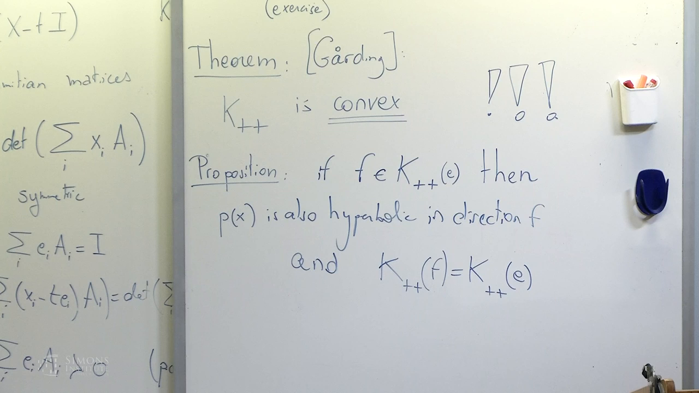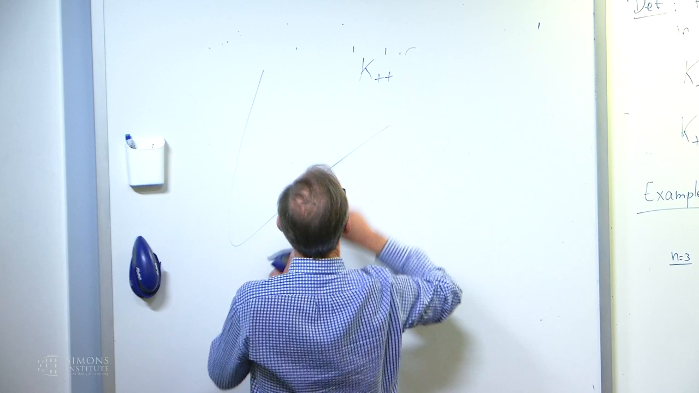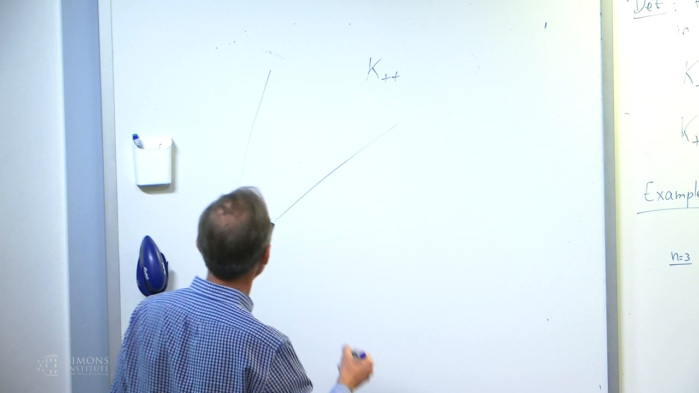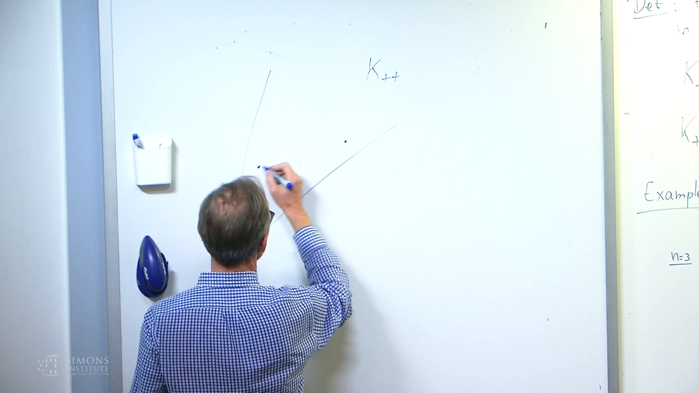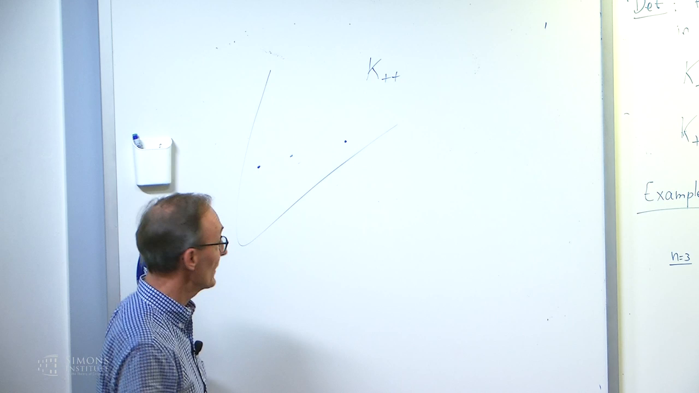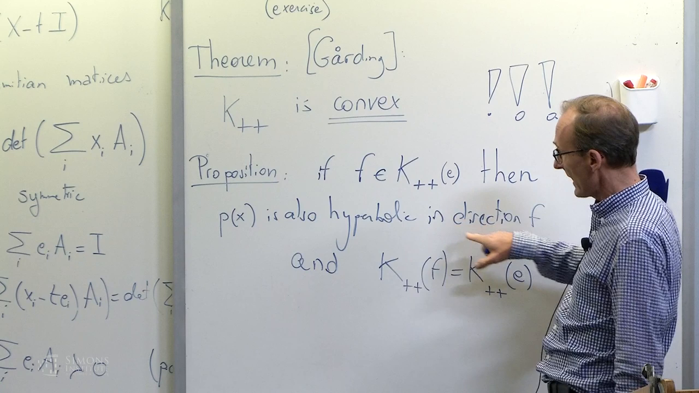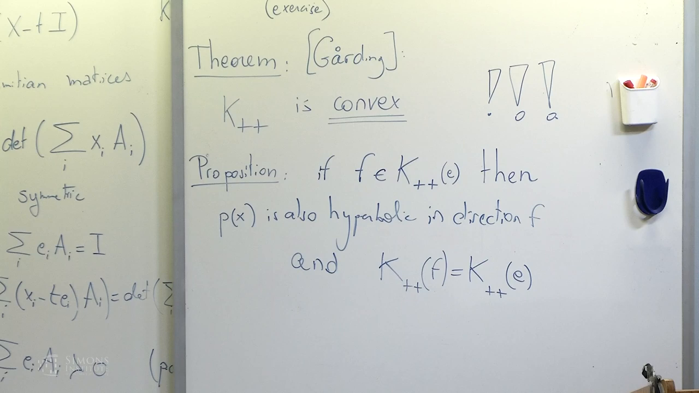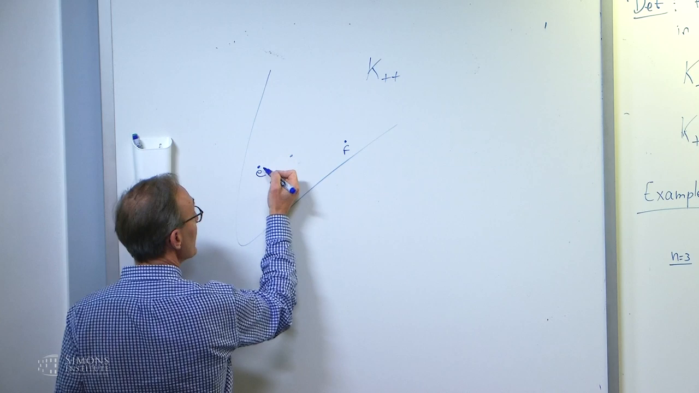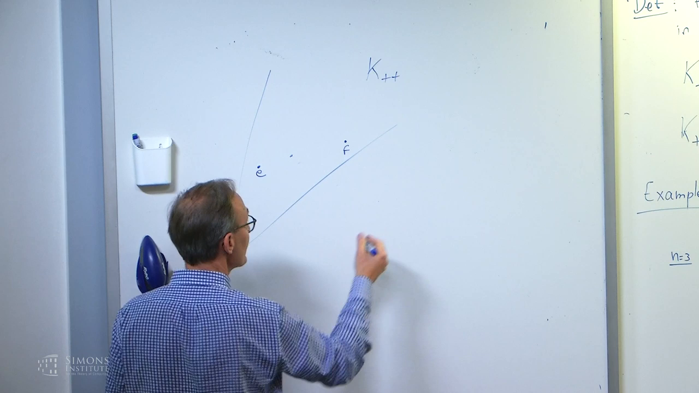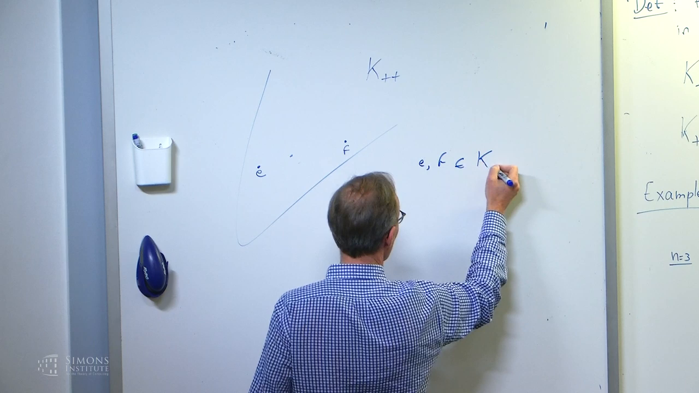So let's look at my K plus plus, and I'd like to show that it's convex. So I'll take 2 points, and I'd like to show that any point along the line will also be in K plus plus. Now, if I take any point, I can assume that that's the direction in which the polynomial is hyperbolic. So that means that I can assume that, let's say these are E and F, so when my polynomial is hyperbolic in direction E, also in direction F, so I have E, F in K. Let's actually work with K plus.